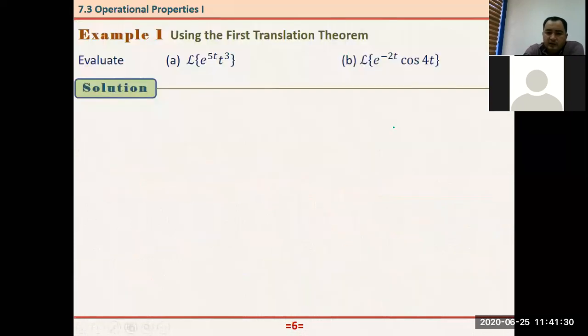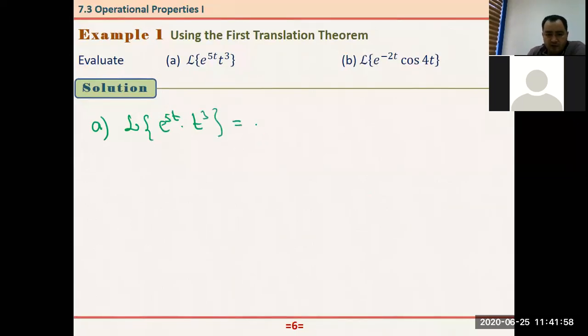Okay, let me just go through these two examples and finish our class, and we will continue next week. So two examples here. A, using the first translation theorem, evaluate the first thing: the Laplace transform of e to the power 5t times t cubed.